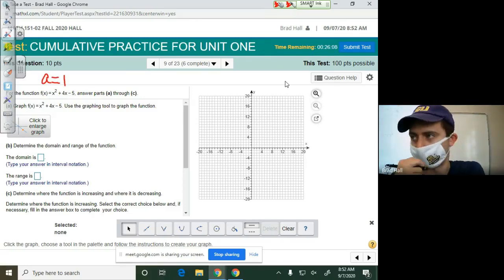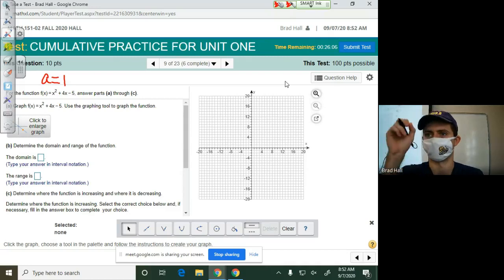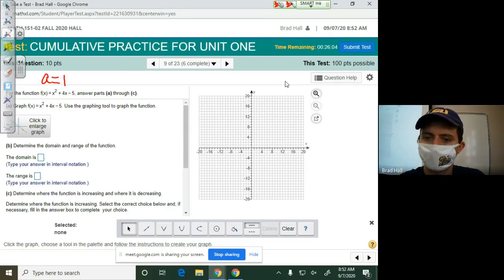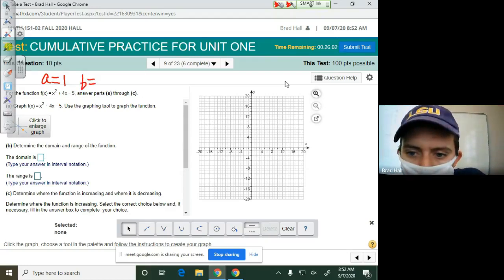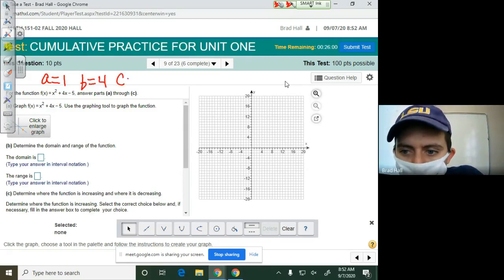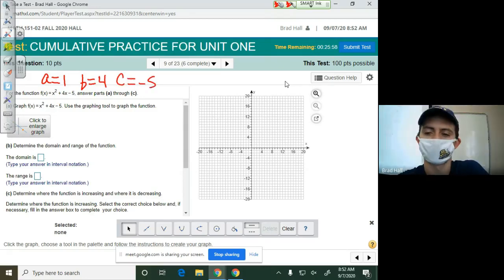So I repeat that theme throughout the whole video. I'm going to go ahead and identify A, B, and C. Remember, they're the numbers in order. A is 1, B is 4, and C is -5. You can just see that from the quadratic function they give us. It's the numbers in front, where 1 is the understood value in front of x squared.